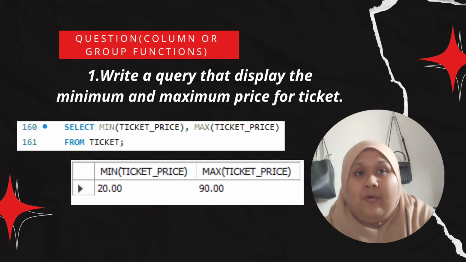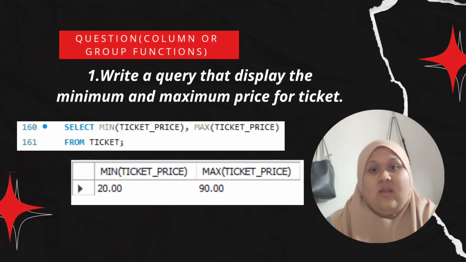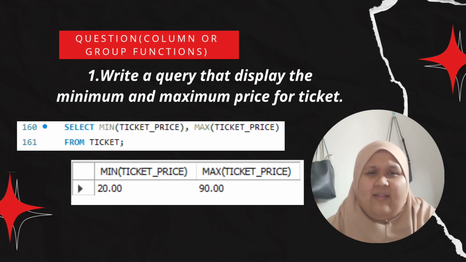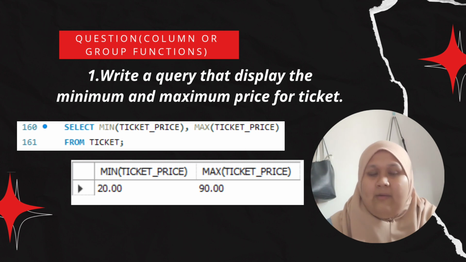The next question is about column or group functions. The first question is to write a query that displays the minimum and maximum price for ticket. We have the command right here, and we get the output in different columns. For min ticket price, we have 20 ringgit, the minimum price. For the max ticket price is 19 ringgit.